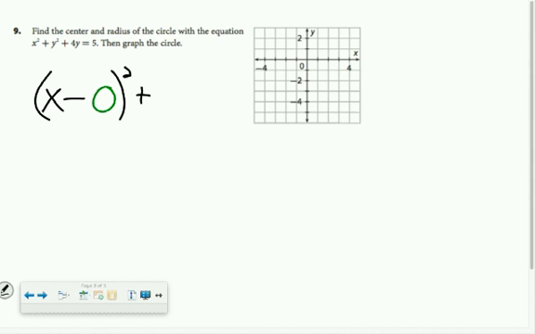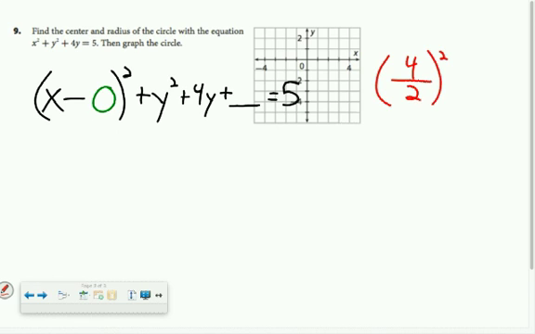And then plus this y squared plus 4y, I need to add something to it in order to complete the square, and that equals 5 on the other side of the equation. And the number that I'm adding, remember, is b over 2 squared. So I'm adding 4 to both sides of the equation. So I'm going to keep this x minus 0 being squared just so that we have a visual of what the h is. The h is 0.